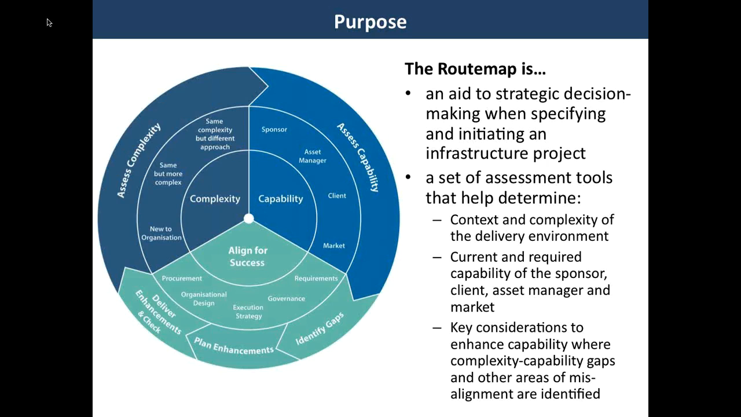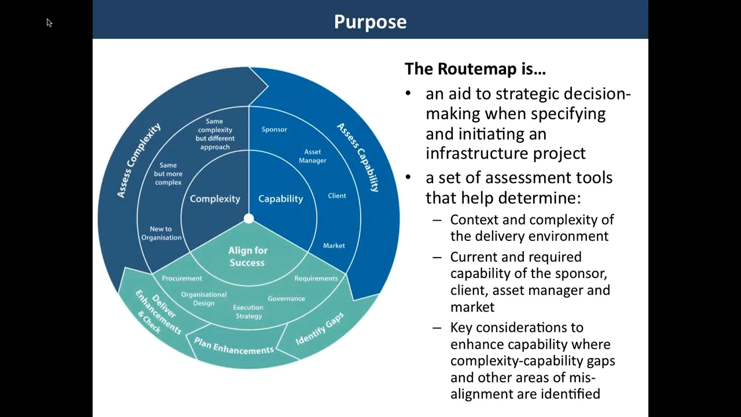This is important to remember because the nature of major infrastructure projects in the UK, i.e. bidding for funding, required parliamentary consent, etc., has meant that the route map is often applied in this manner. Within the route map, there is a set of assessment tools that provide a lens for sponsors and clients to view the complexity of the delivery environment in which they're working, the capability required to manage that complexity at the sponsor, client, and asset management and supply chain levels, and also the key considerations as to where value may be being lost and areas where it can be further embedded.